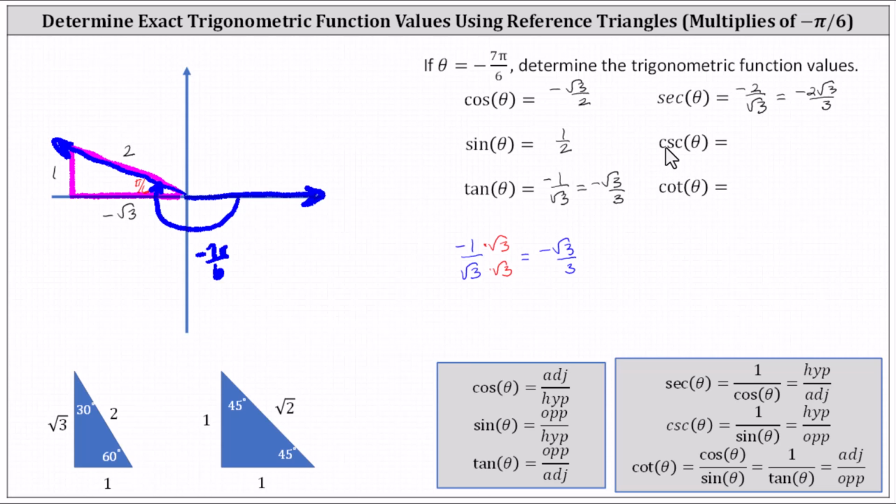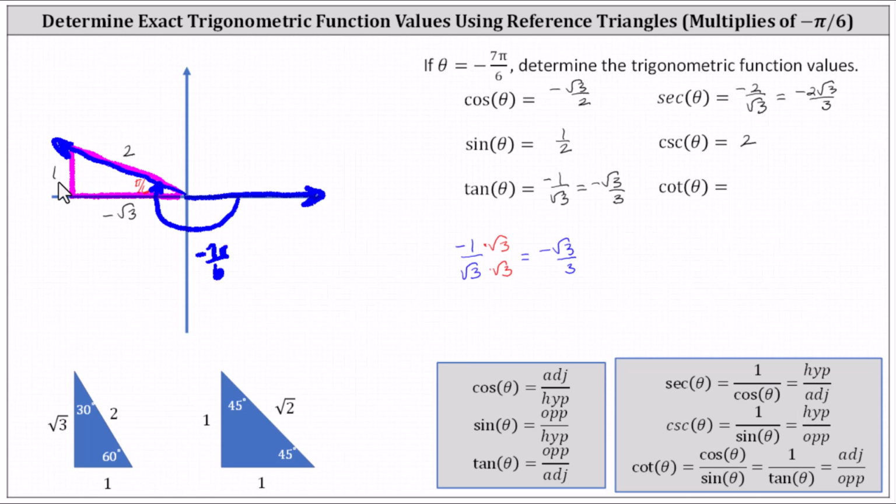The cosecant function value equals the reciprocal of the sine function value. The reciprocal of 1/2 is 2 divided by 1, or 2. Or using the reference triangle, cosecant negative 7 pi divided by 6 equals the ratio of the hypotenuse to the opposite side, which is 2 divided by 1, which equals 2.